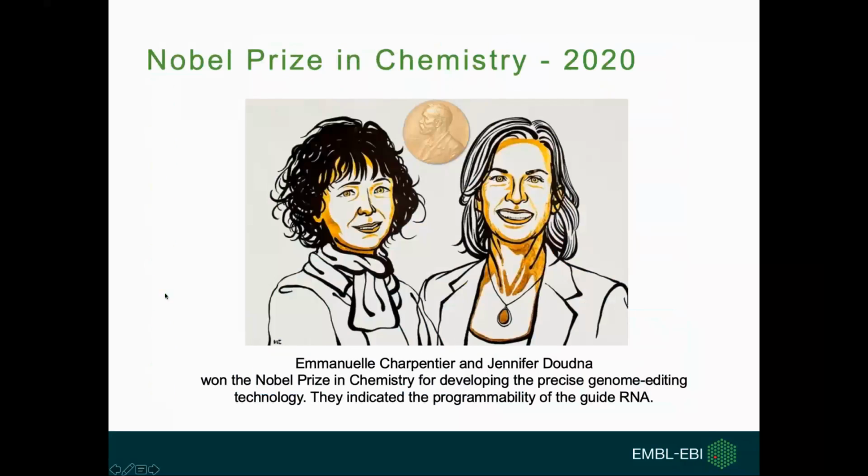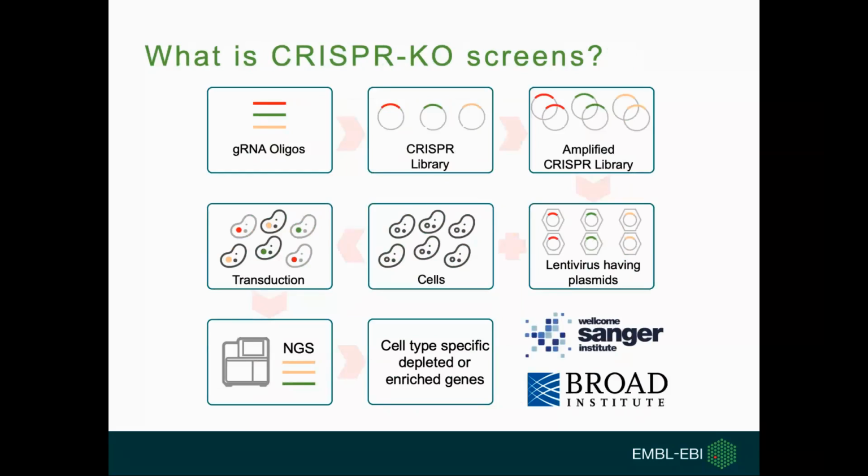So why is this so important, and why did this technology win the Nobel Prize last year? Because Emmanuel Charpentier and Jennifer Doudna showed that we can actually program this guide RNA, so we can specify the target sequence as we wish. So they developed precise genome editing technology. Because we know that we can manipulate this guide RNA, we can synthetically synthesize guide RNA that can target the gene sequence of interest.